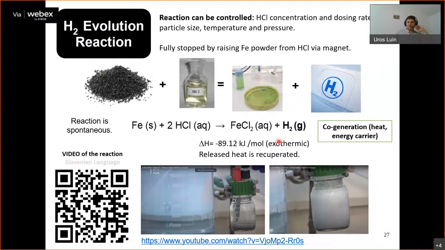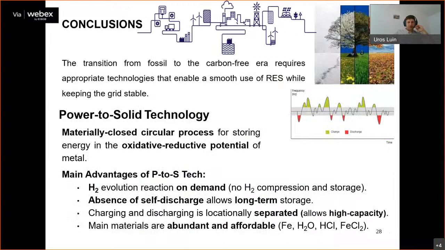Simple as this. And this brings me to the conclusions. So if we summarize all that we told to you now, we can describe this in one sentence. We want the transition from fossil fuels. We used the fossil fuels to develop ourselves, to develop our modern society. But now we need to enter into the carbon-free era.